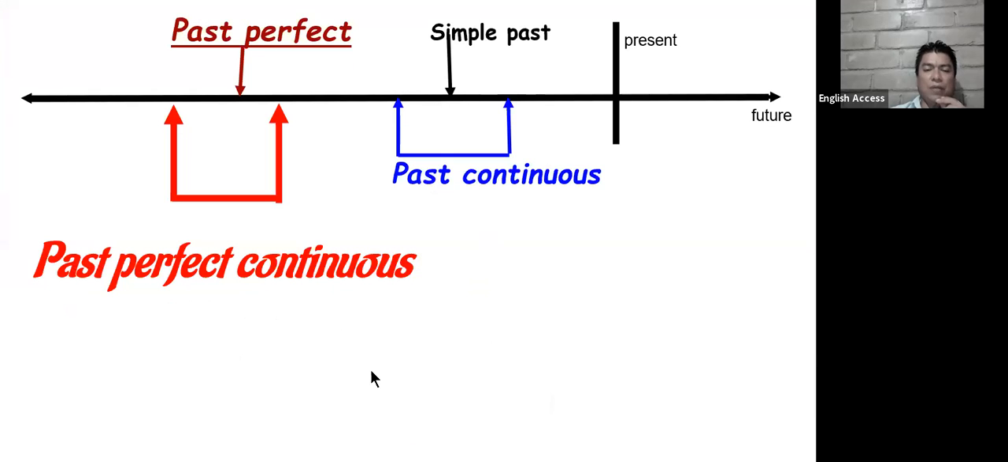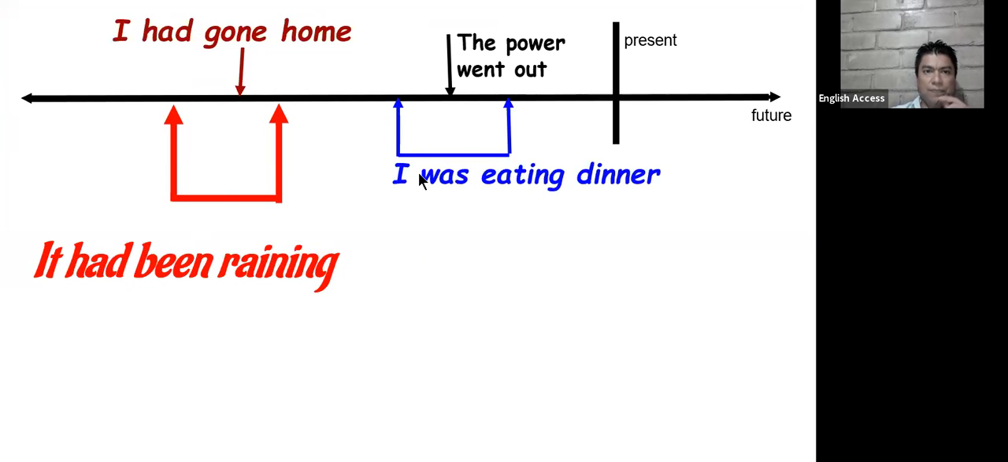Here I'm going to show you a little timeline. We have the present, the future, and the past. We have the past: the simple past, past continuous, past perfect, and past perfect continuous. Would you like to see different examples?